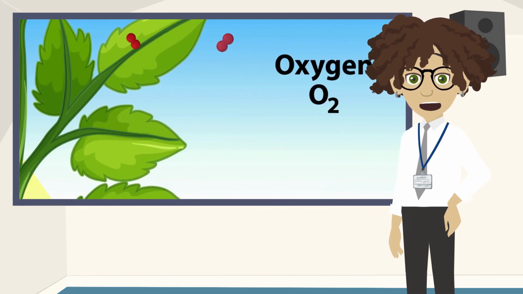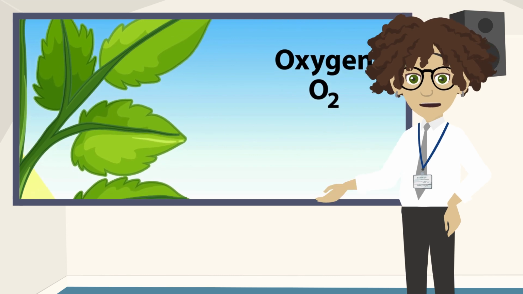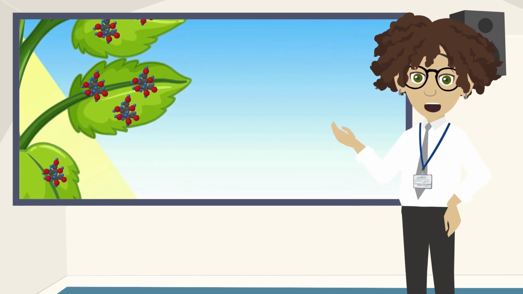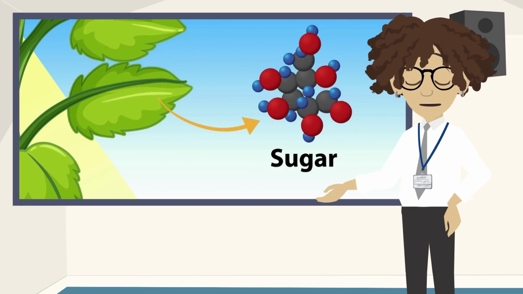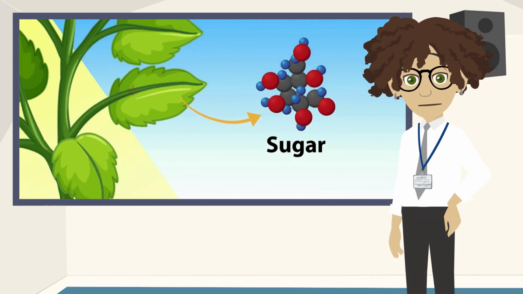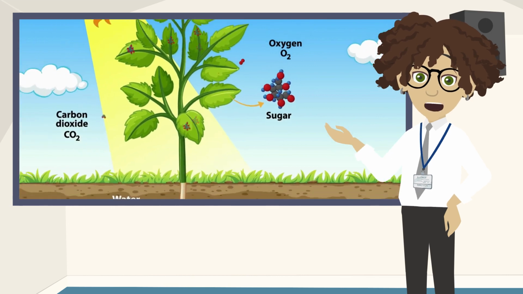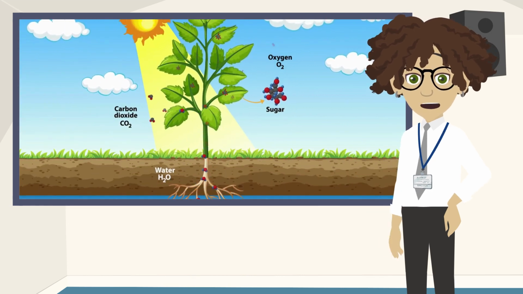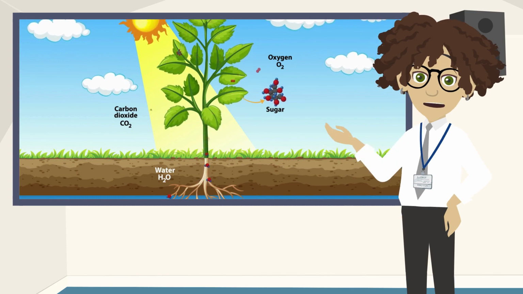The glucose made during this process is like a yummy meal for the plant. It helps them grow, make flowers, and produce fruits. As a bonus, while cooking up glucose, plants release oxygen into the air. This oxygen is what we breathe, and it's crucial for us and many other living things. Well, curious minds, there you have it. That's the magic of photosynthesis.